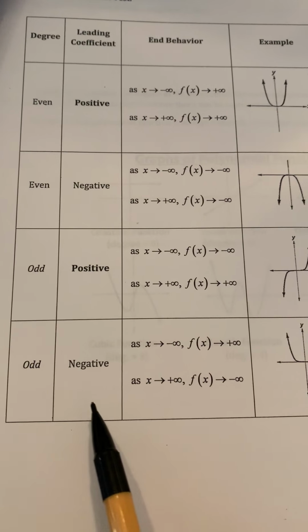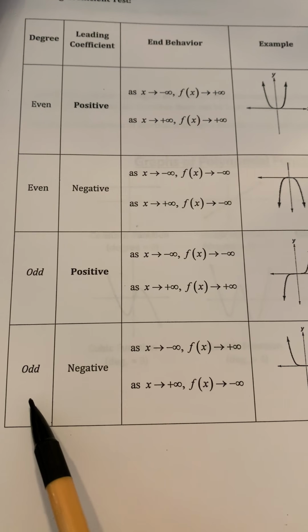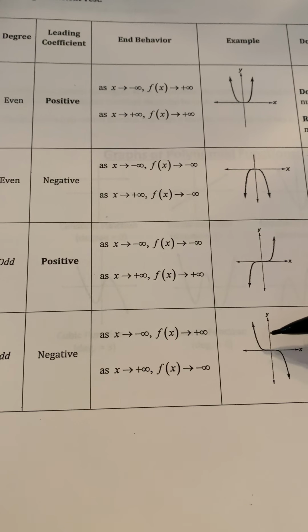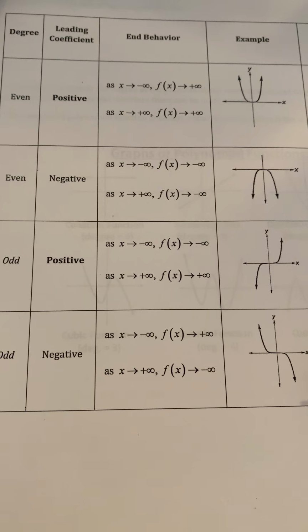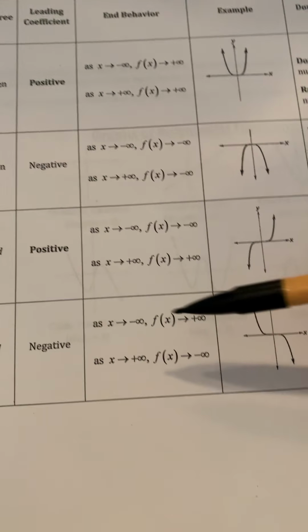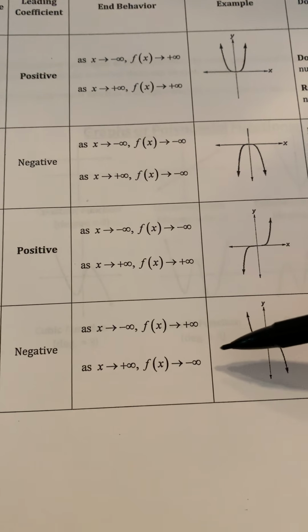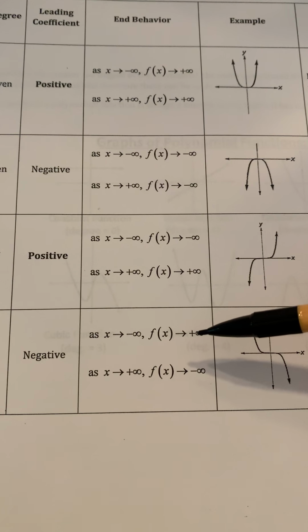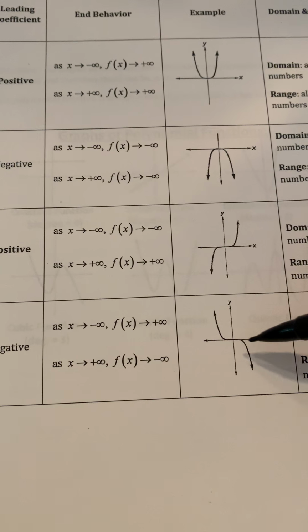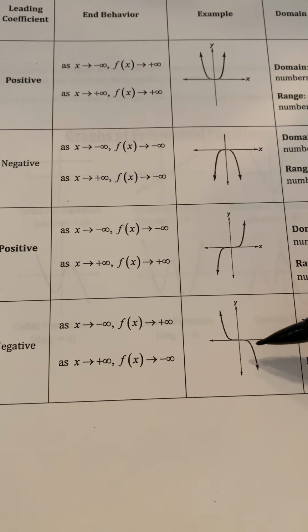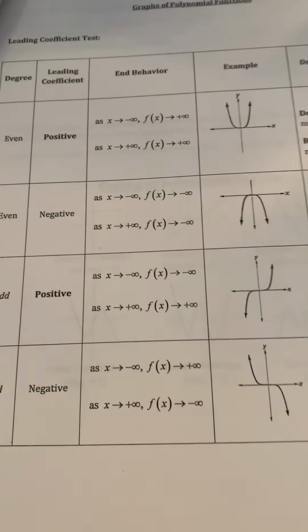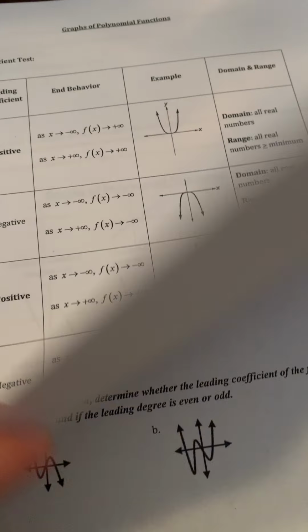And if I'm odd and negative, again, the degree is odd, not the coefficient, the degree is odd, the graph looks something like this. It starts up and comes down. So as x is going to negative infinity, what's happening to my graph? It's going up to positive infinity. And as x goes to positive infinity, what's happening to the graph? It's going down. So let's look at a few examples here.